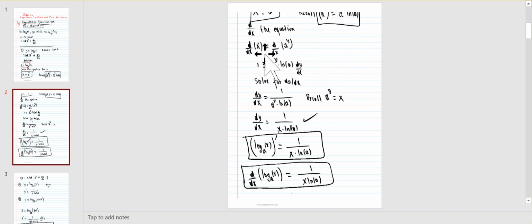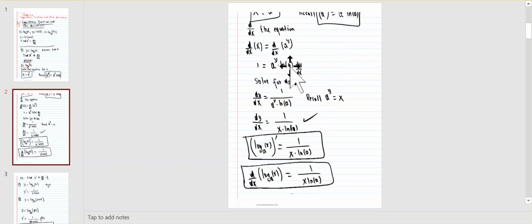We put d/dx on the left and d/dx on the right of the equation. Now the derivative with respect to x of x is 1. The derivative with respect to x of a to the y, here we're going to apply the chain rule. So it's going to be a to the y times ln of a, and then times dy dx, because you're taking the derivative with respect to x of a y term, and y is a function of x. So you have to put the dy dx because of the chain rule.